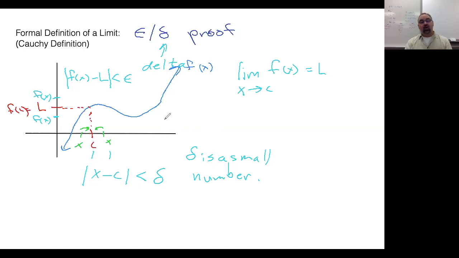And so the formal definition of the limit relies on our ability to define delta and epsilon. And if we can do that, then Cauchy is satisfied and the formal definition is satisfied and the epsilon delta proof is complete. Okay, so again, I'm going to use a different function just to really highlight this.